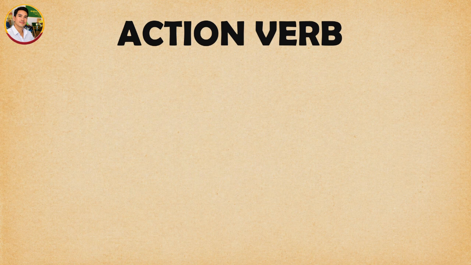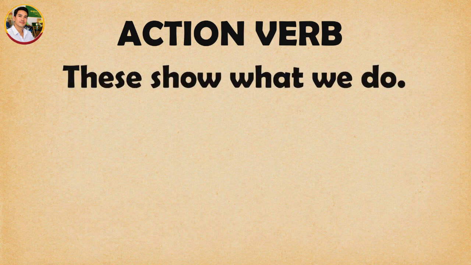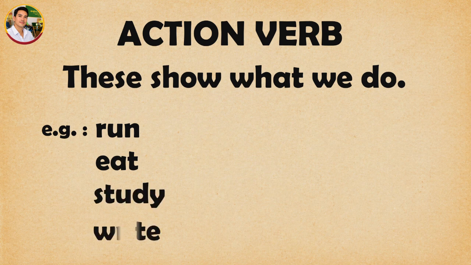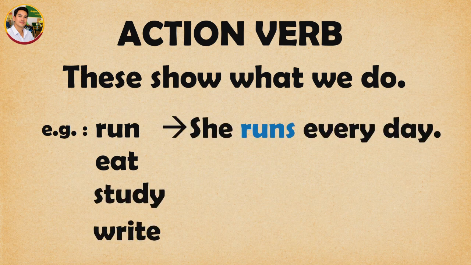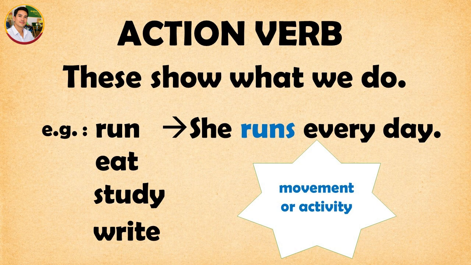First, action verbs. These show what we do. For example, run, eat, study, write. In the sentence, she runs every day. Runs is the action. So action verbs show movement or activity. I hope everyone understands about this part.